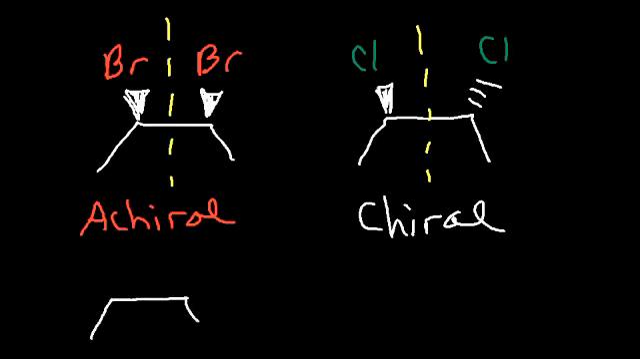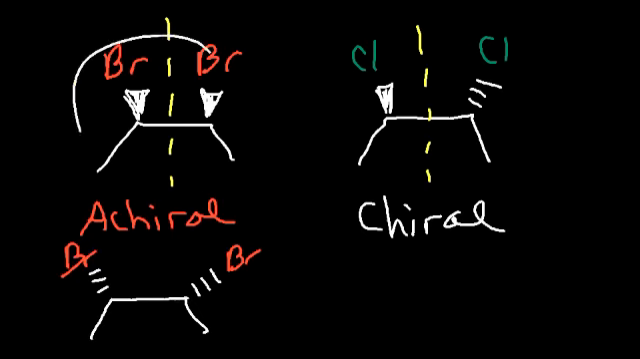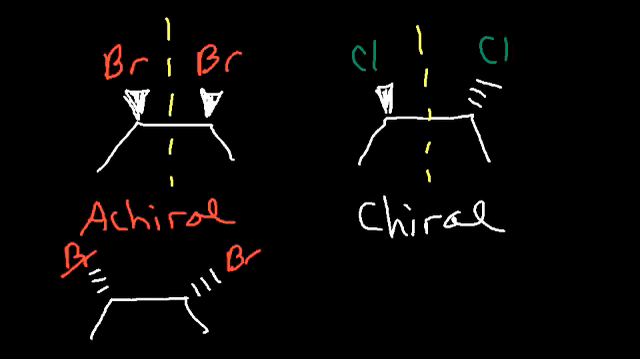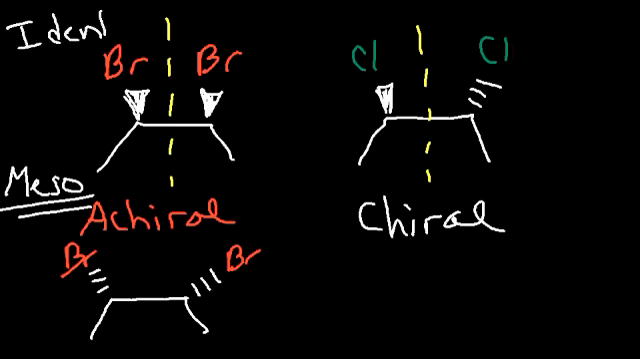By the way, what is the relationship between these two compounds? How would you describe them? Both of them are achiral. These two molecules are known as meso compounds. Meso compounds have an internal plane of symmetry, and these two compounds are identical. They're the same.